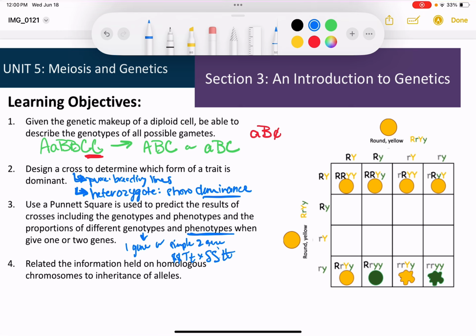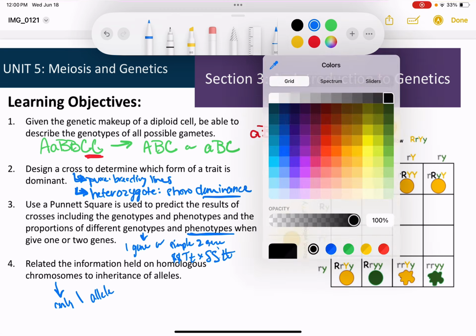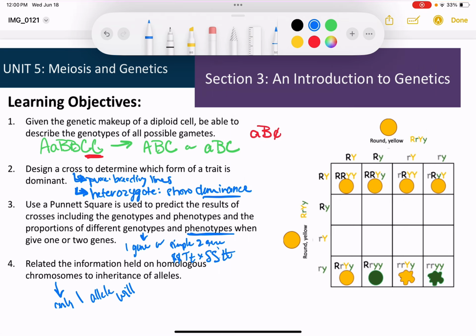And then the last thing is to relate the information held on homologous chromosomes to the inheritance of alleles. Only one allele, one of those two that are held on the homologous chromosomes, will be inherited, right? Gametes, remember, are haploid, so each parent gives one copy. Here in this one, the parent gave one copy, right?